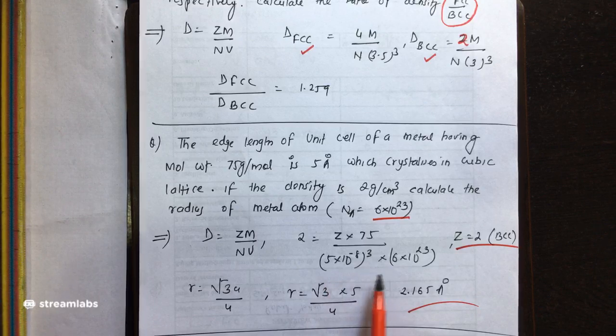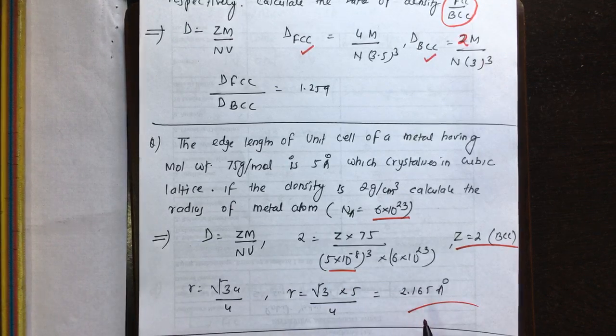So volume of the cube is a cube. It is given 5 angstrom, which can be written as 5 into 10 to the power minus 8, and 6 into 10 to the power 23. If you do the calculation here, Z will come as 2. So we understood the arrangement is nothing but BCC.